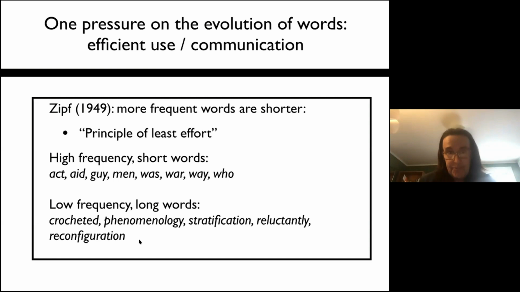Okay, so I just have some examples there. Guy, men, war, whatever. These are all short words, and they're high frequency. And the long words down there, stratification, reluctantly, and so on. These are longer words, and they're much lower frequency.